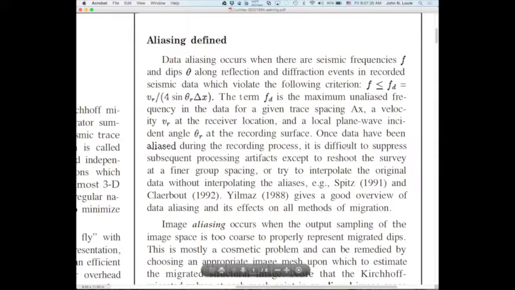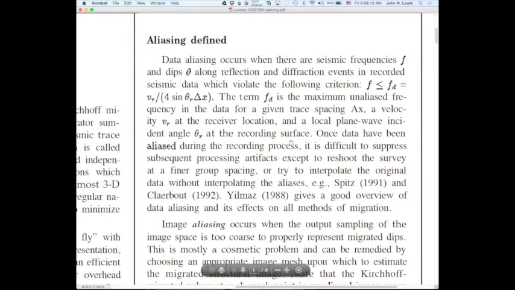Delta x, which is here as well, is the trace spacing. There's a velocity at the receiver location, and there's a local plane wave incident angle. I'm sorry, that's an interval velocity, not an apparent velocity. All right, so v sub r is velocity at the receiver. There's a local plane wave incidence angle theta sub r at the recording surface. And you can think about this in 3D, right? You just have to know what your delta x is in 3D.